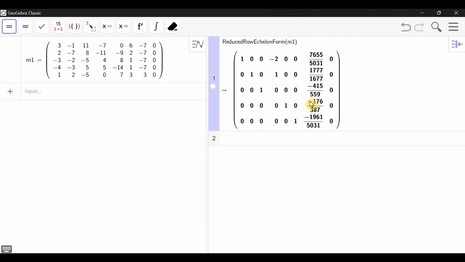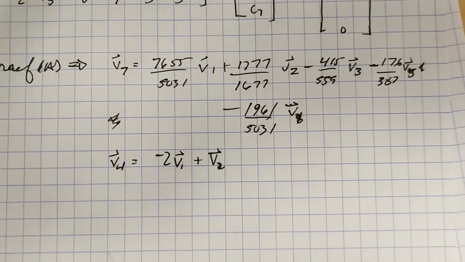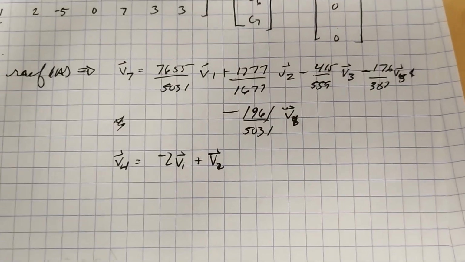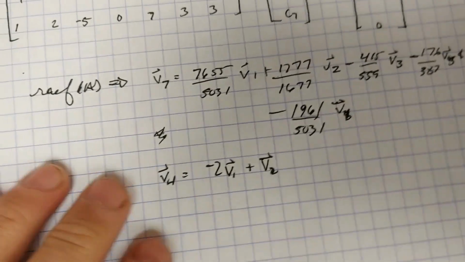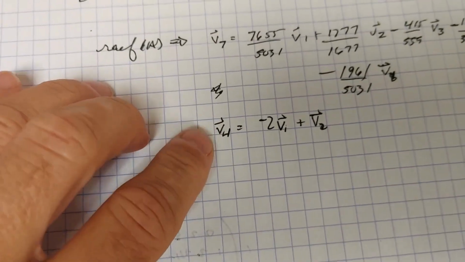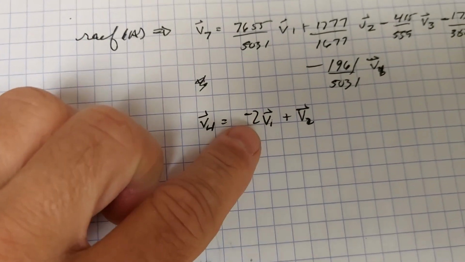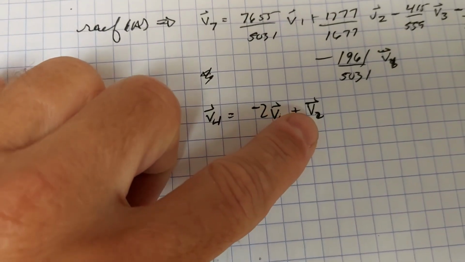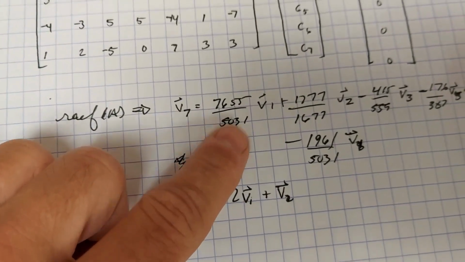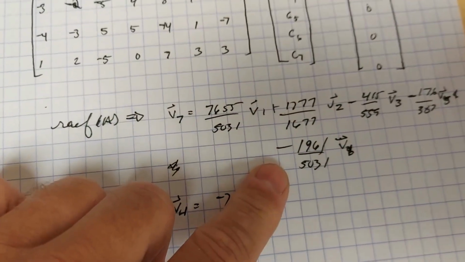And I'll write this out one more time. After seeing the results from GeoGebra, it does show that the matrix from GeoGebra showed us that V4 is a linear combination. It can be written as the opposite of 2V1 plus V2. V7 is the corresponding mix of all of the other vectors.